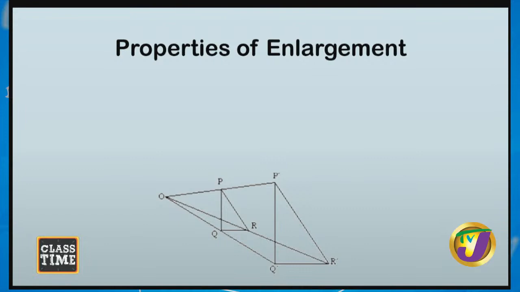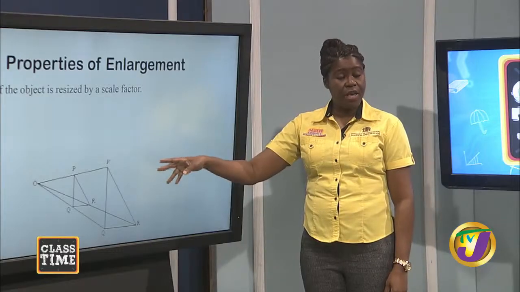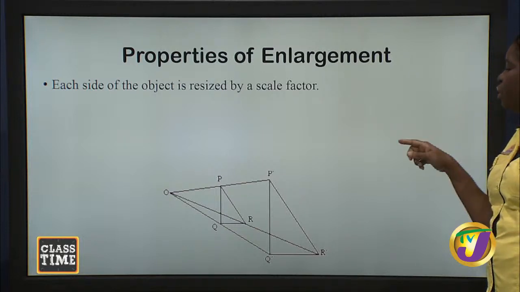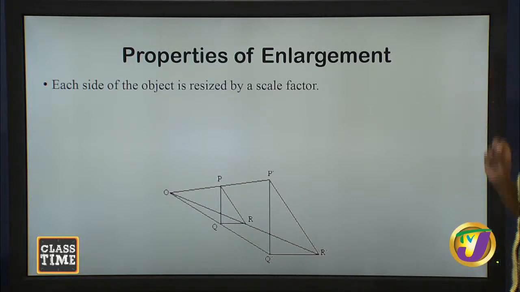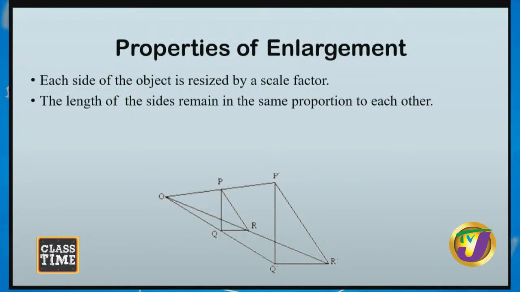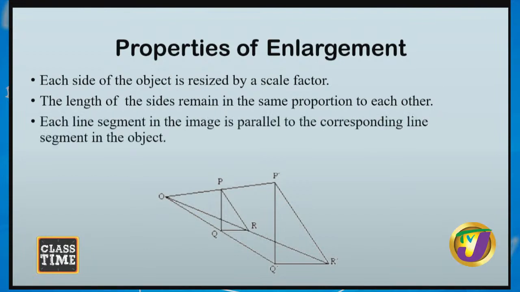All right, so we're going to look at some properties of enlargement. Each side of the object is resized by a scale factor. And remember, the object is the diagram with the letters that do not have the small markings on top, and the image would be that shape with the letters with the small little line at the top of them, called the prime. The lengths of the sides remain in proportion to each other, as we would have seen on the triangles. Also, each line segment in the image is parallel to the corresponding line segment in the object.